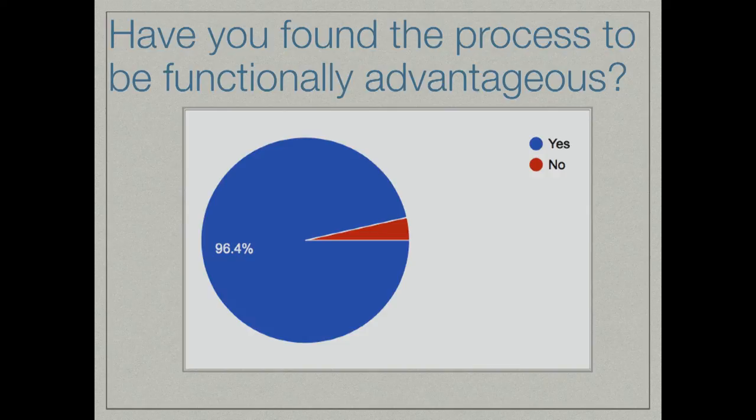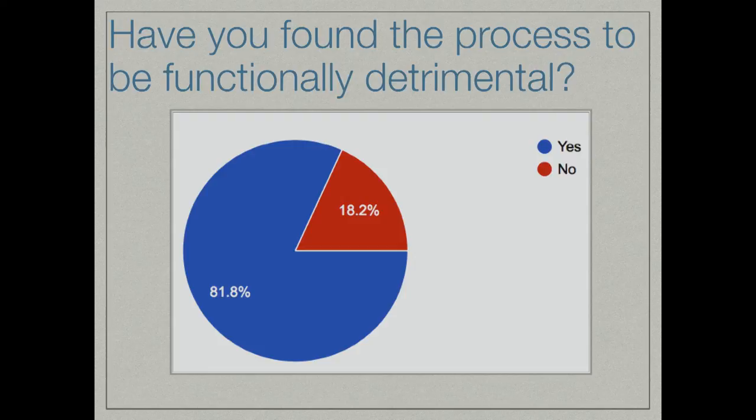Have you found the process to be functionally detrimental? The largest group didn't find it to be functionally detrimental. These are sort of contradictory slides, because the way the survey worked was, did you find it worth it? Did you not find it worth it? It was branching logic, and then you got sent down to two separate sets of questions. So it kind of comes out in the wash, I would say.